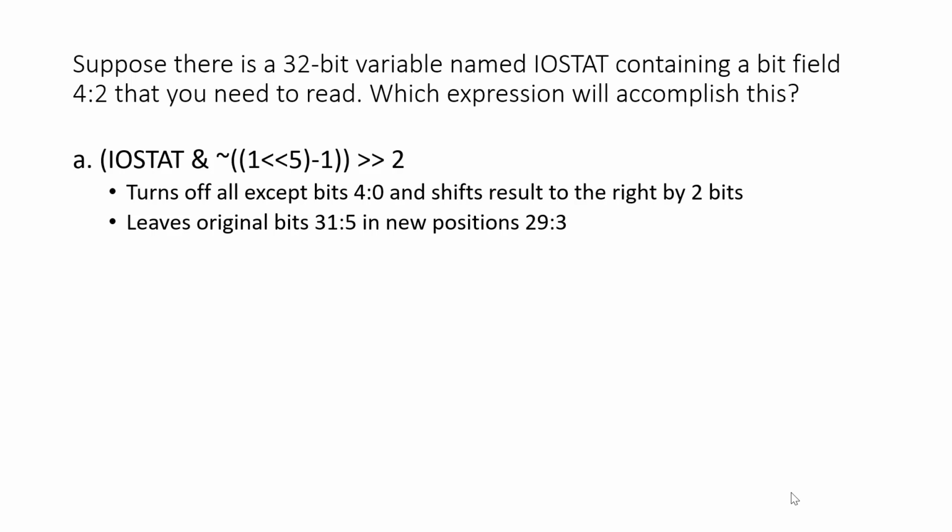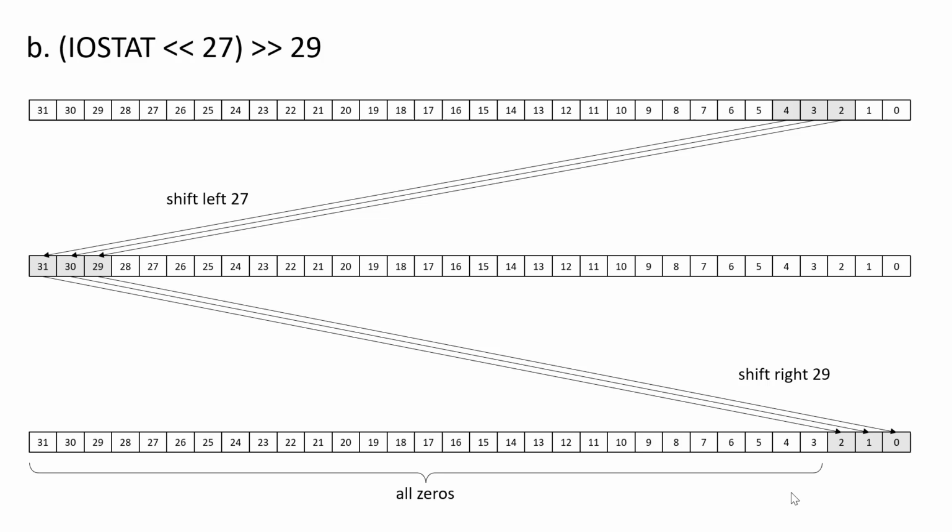Is that what we want to do? No, that's not what we want to do. That's not even the right number of bits, right? 4 down to 2 is 4, 3, 2. That's 3 bits, and this is 5 bits, so that makes no sense.